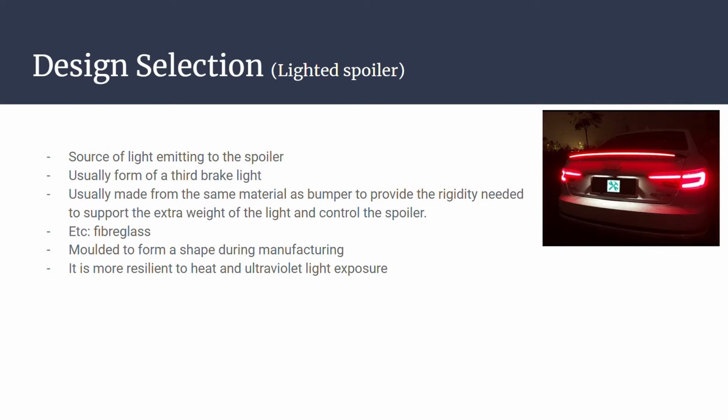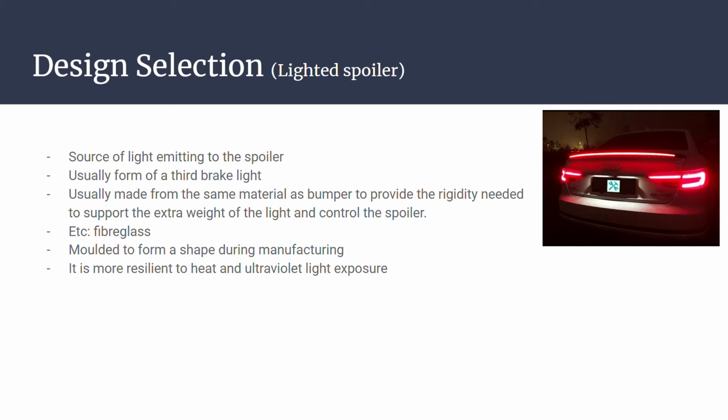And the third one is lighter spoiler. This is a totally different type of spoiler that has a light source emitting from the spoiler, usually in the form of a third brake light or as a turn signal installed at either end. This type of spoiler is usually made with the same material as the bumper to provide the rigidity needed to support the extra weight of the light and control in the spoiler.